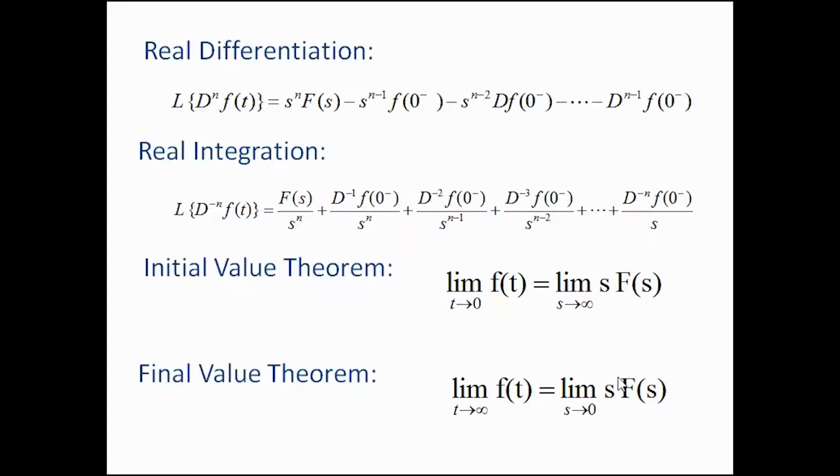It's also important to take note of the initial value theorem, defined as the limit of f of t as time t reaches 0 equal to the limit of s multiplied by F of s as s approaches infinity. And correspondingly, the final value theorem, defined as the limit of f of t as time t reaches infinity equal to the limit of F of s times s as s approaches 0.